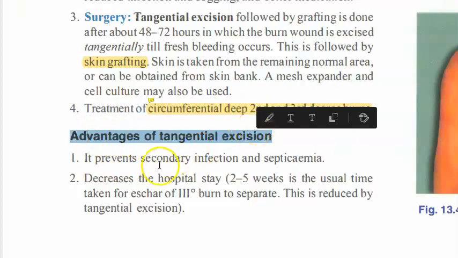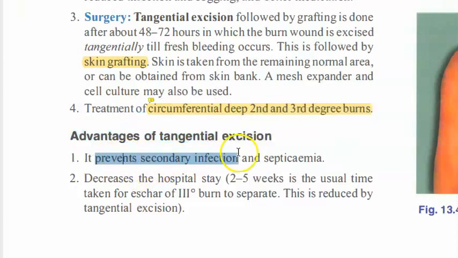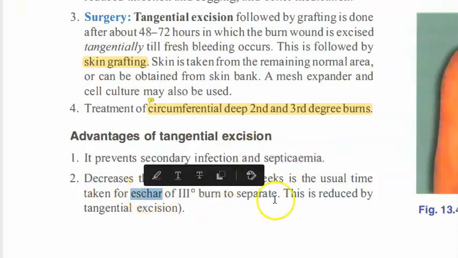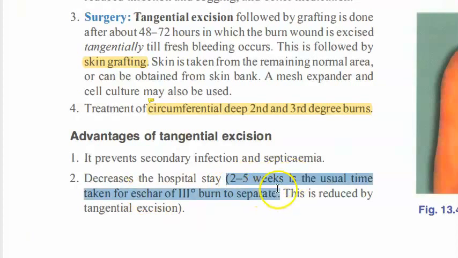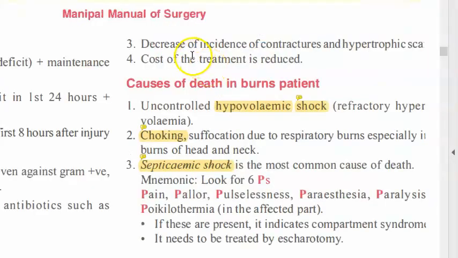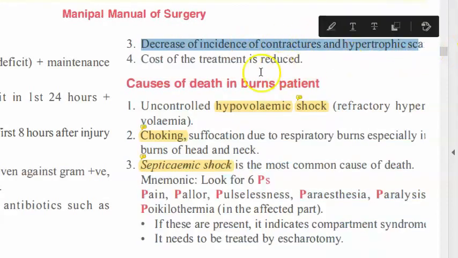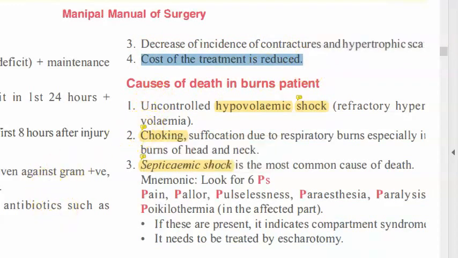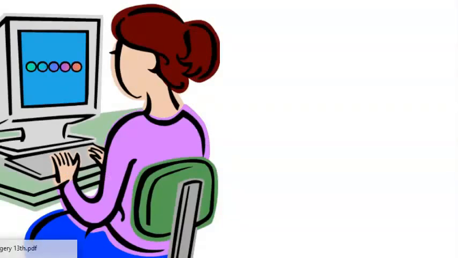Anyways, tangential excision, what is the advantage? It will prevent secondary infection and septicemia. It will decrease the hospital stay, because the eschar which has formed will take 2 to 5 weeks to separate. Here they are excising till fresh bleeding occurs, and then putting a skin graft, which they take from a normal area or from a skin bank. This will decrease the incidence of contractures and hypertrophic scar. The cost of the treatment is also reduced. So tangential excision is very nice, though the photo is gross.